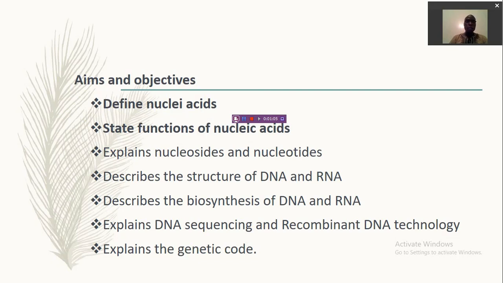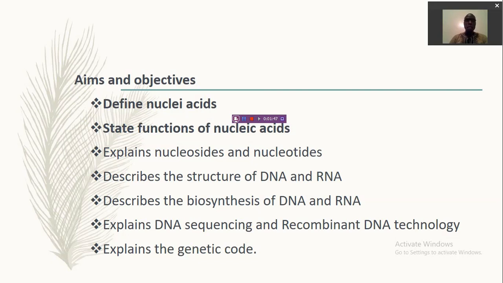The other objective for this topic is to be able to describe the processes involved in synthesis of DNA and RNA. Second last, you're supposed to be able to explain DNA sequencing and a bit of recombinant gene technology. The very last thing that we expect you to be able to do at the end of this lesson is to explain what the genetic code is and the implications of the genetic code. So those are the few objectives that we aim to attain by the end of this lesson.